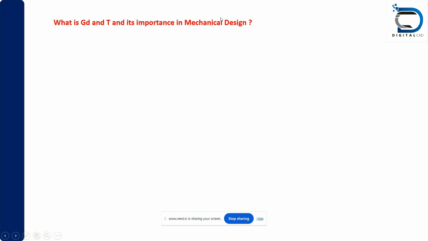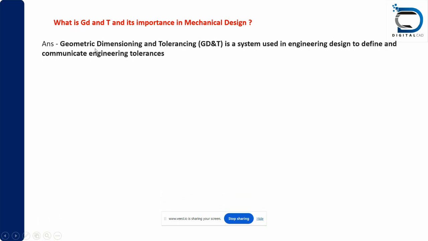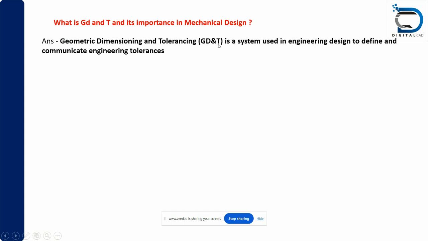First we need to understand what GD&T is. GD&T is geometrical dimensioning and tolerancing. The long form is geometrical dimensioning and tolerancing, and the short form we call GD&T. It is a system used in engineering design to define and communicate engineering tolerances. So basically we use geometrical dimensioning and tolerancing to define the engineering tolerances, and mainly it is associated with tolerances.